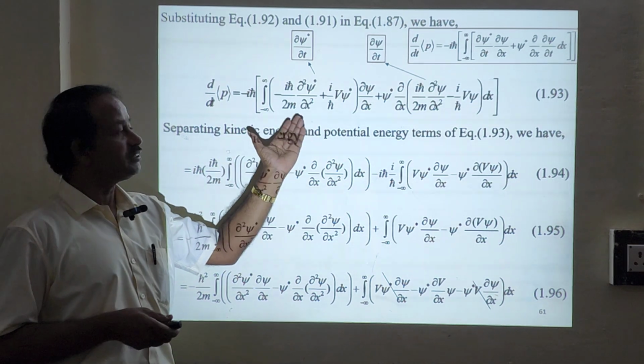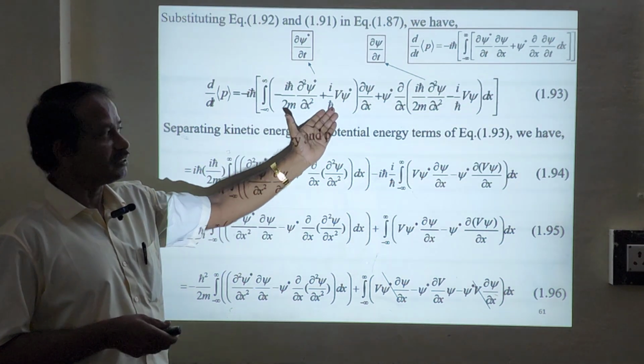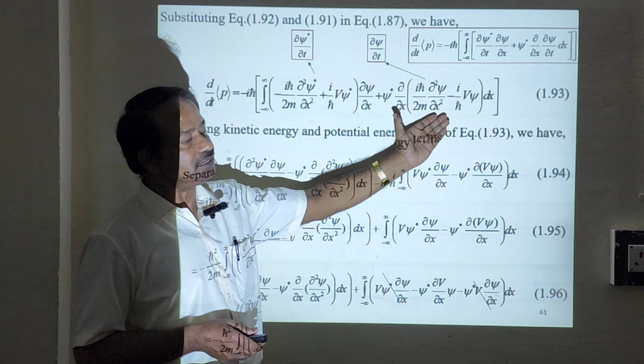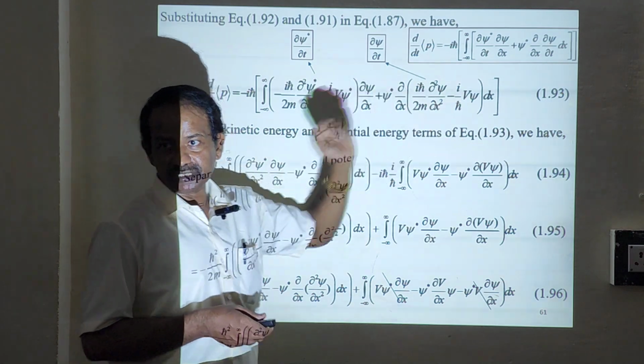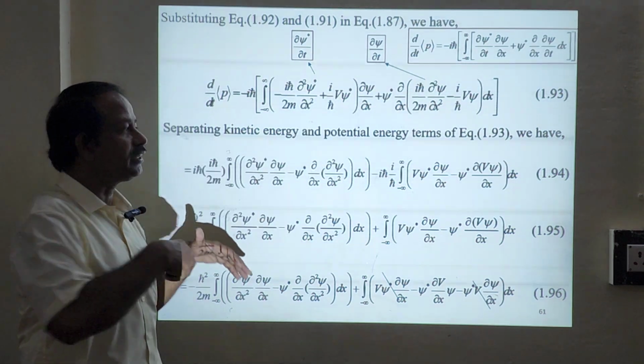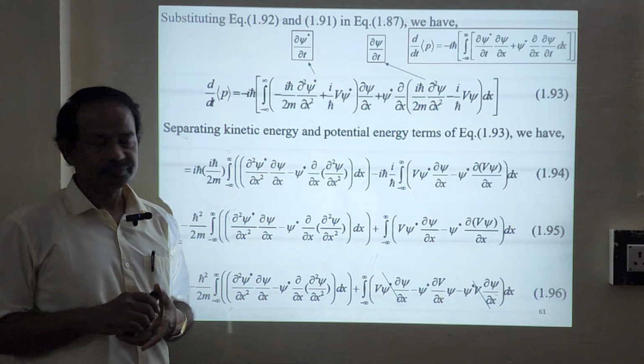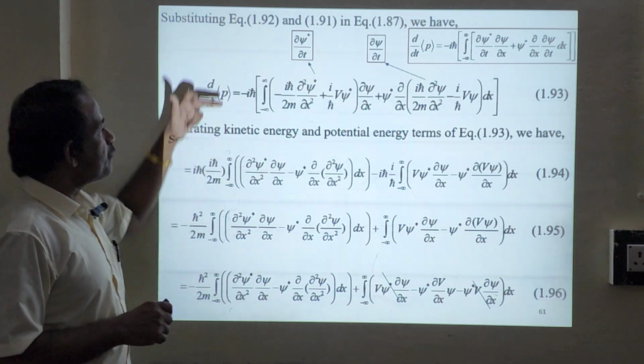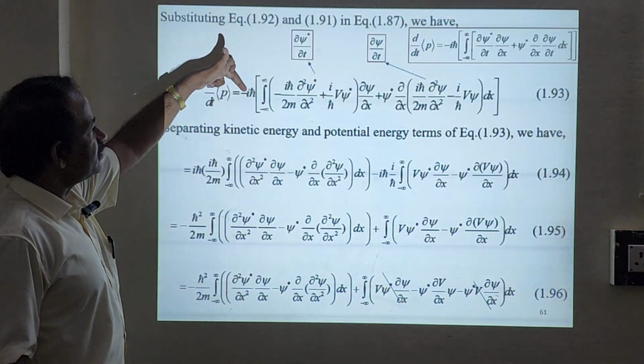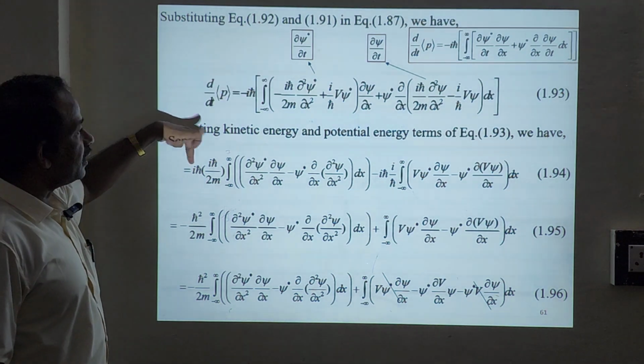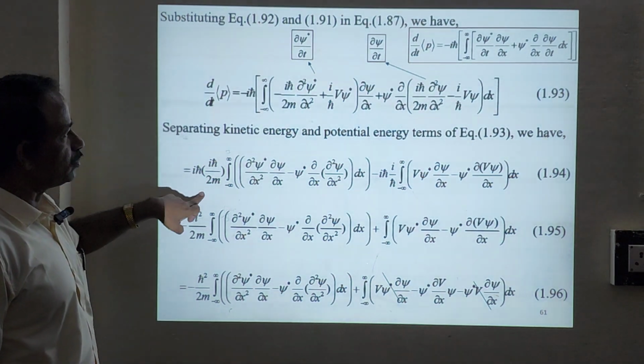Okay, now you are going to separate. This is the kinetic energy part, this is the potential energy part. Similarly, in the second relation, we have the kinetic energy part and the potential energy part. We will separate kinetic energy on one side, potential energy on the other side. Okay, so now minus plus. So you pull iħ by 2m out.